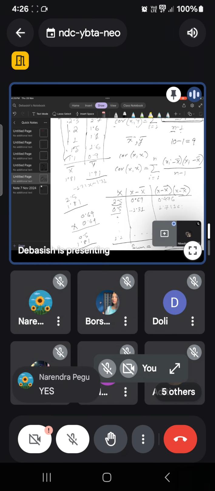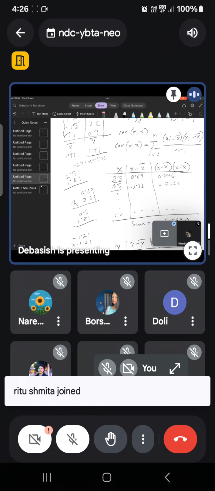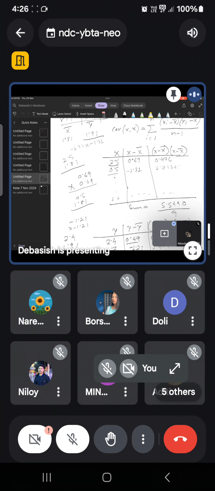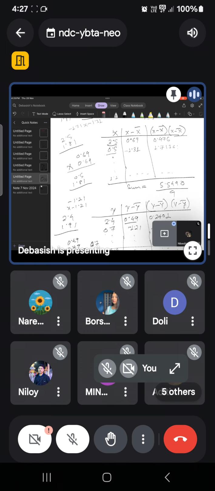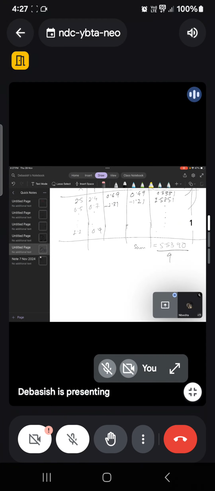Okay, so through this calculation we get the covariance matrix. In the last class I discussed this. You get this sum and divide it by 9. Why is it 9? Because there are 10 values: n is the number of elements, so 10 minus 1 is 9. So we get a covariance matrix.